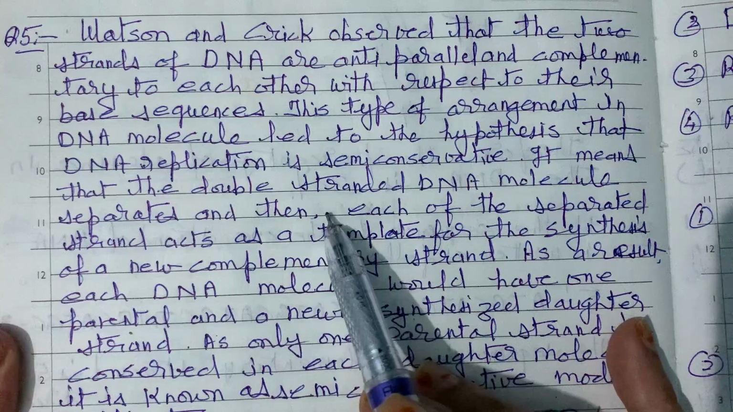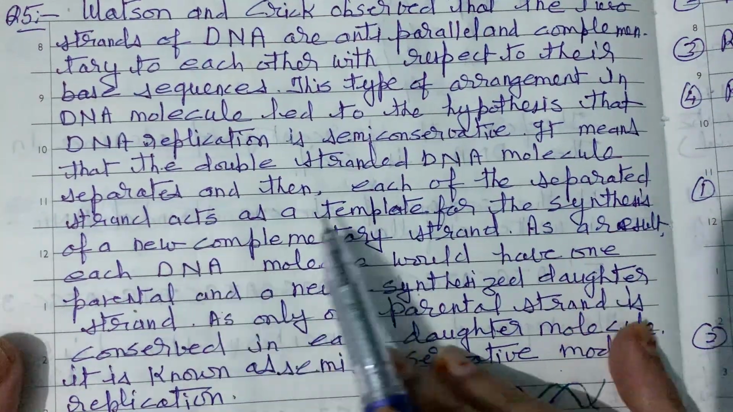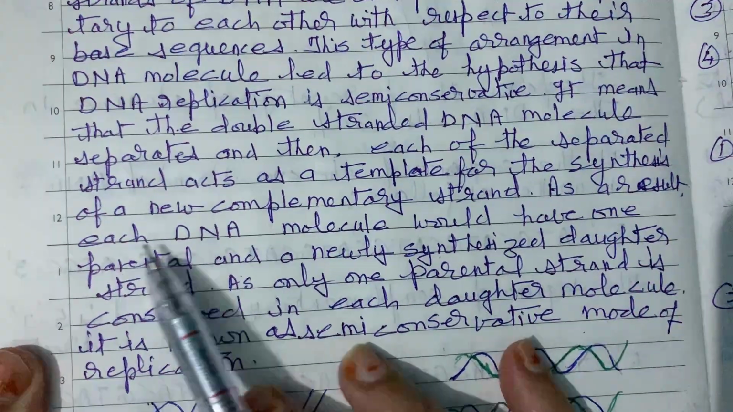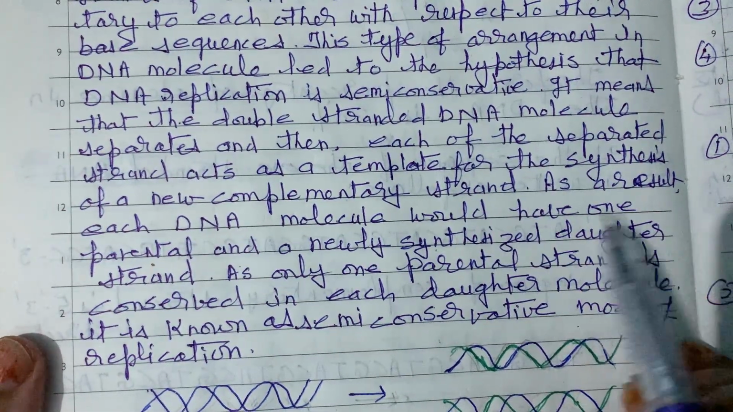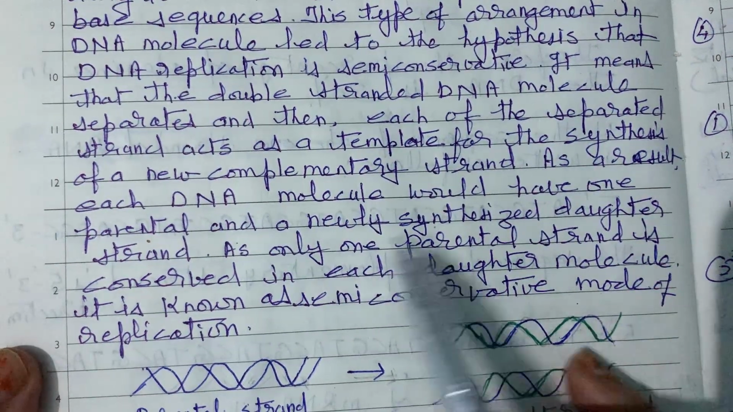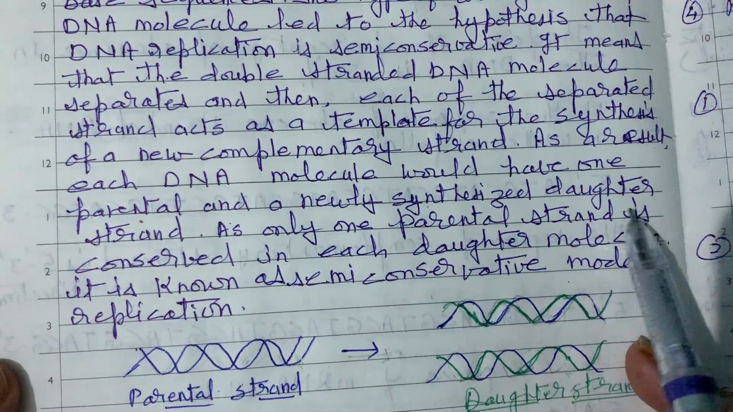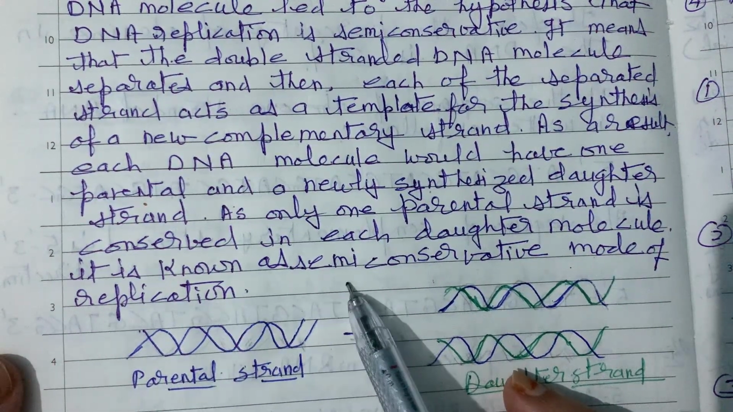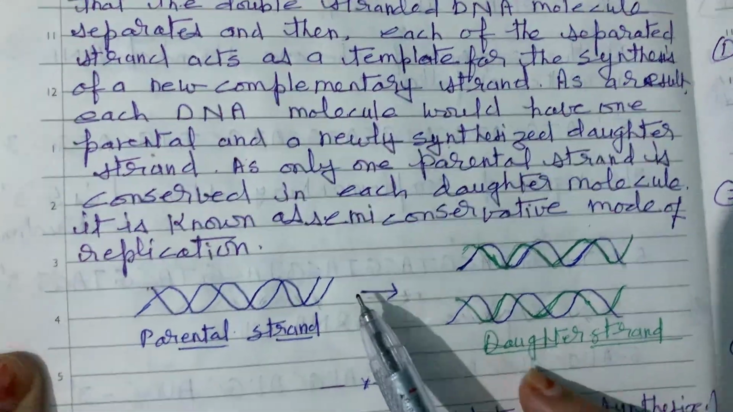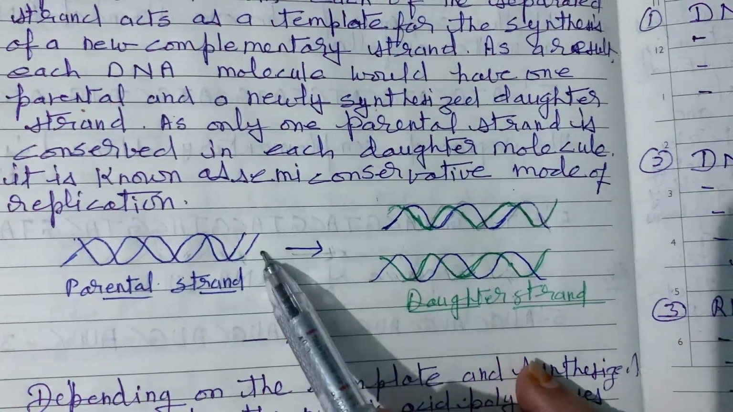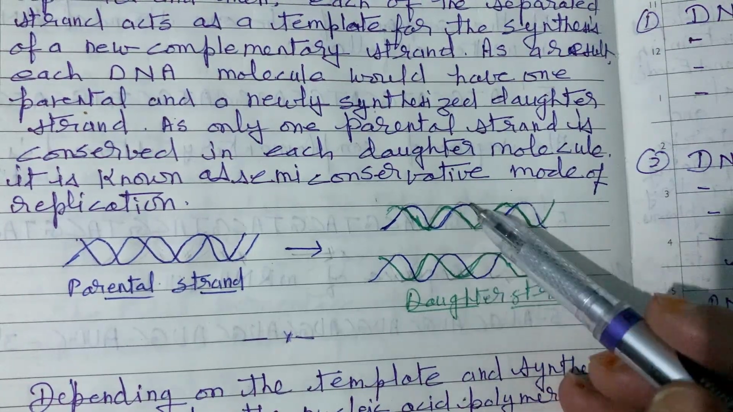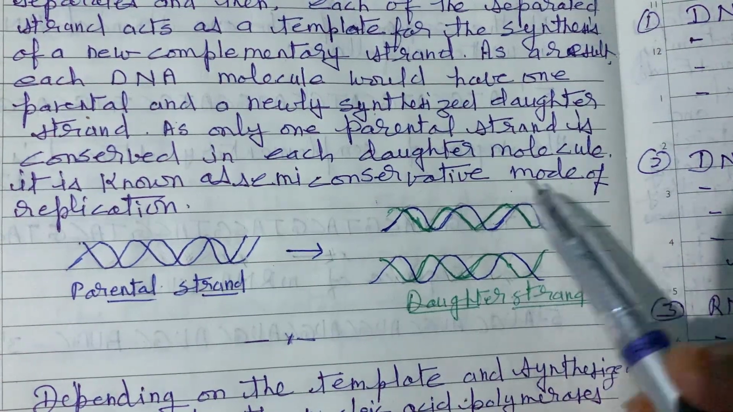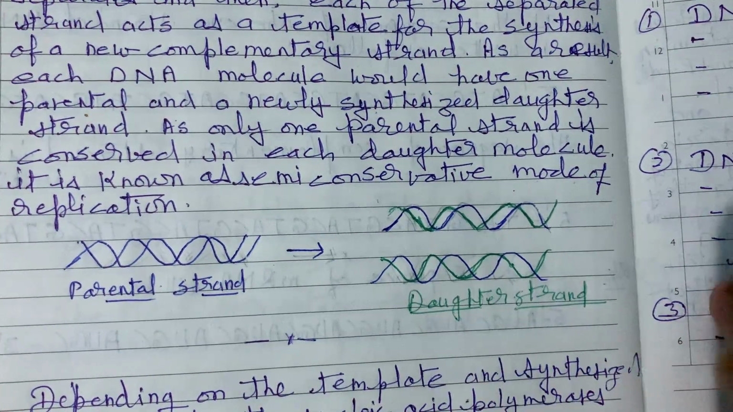It means that the double-stranded DNA molecule separates and then each of the separated strands acts as a template for the synthesis of a new complementary strand. As a result, each DNA molecule would have one parental and one newly synthesized daughter strand, as only one parental strand is conserved in each daughter molecule. It is known as semi-conservative mode of replication. See, if this is the parental strand, then these parental strands separate and the complementary daughter strands develop on them, so that only one parental strand is conserved in each daughter molecule. That is called semi-conservative mode of replication.